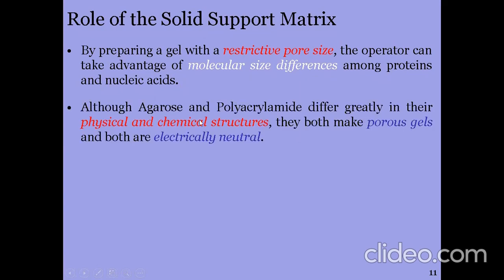And next is, although agarose and polyacrylamide differ greatly in their physical and chemical structures, they both make porous gels and both are electrically neutral.